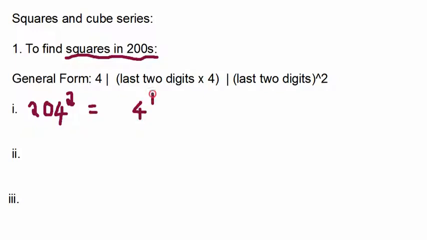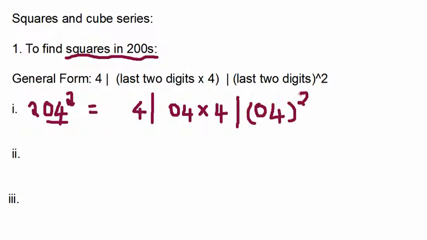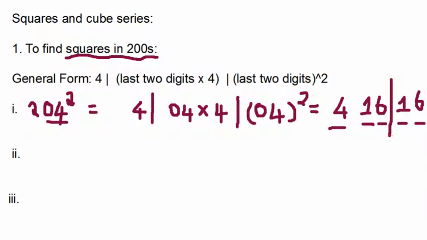It will be a three-step process. First, we write the number 4 and take a pause. Then, in step 2, we take the last two digits of the given number and multiply with 4. As the last step, we just square the last two digits of the given number. So we get the answer as 41616.